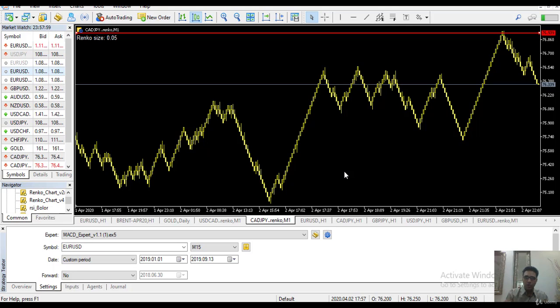So in order to use Renkos very efficiently, you need to use a VPS. You need to rent a VPS and put all the charts that you want to analyze on it. And when you find a trade there, you can trade according to your strategies and your entries and exits, but do not use it on anything other than the M1 time frame and without a VPS. So I'll see you in another lecture. Thank you so much.